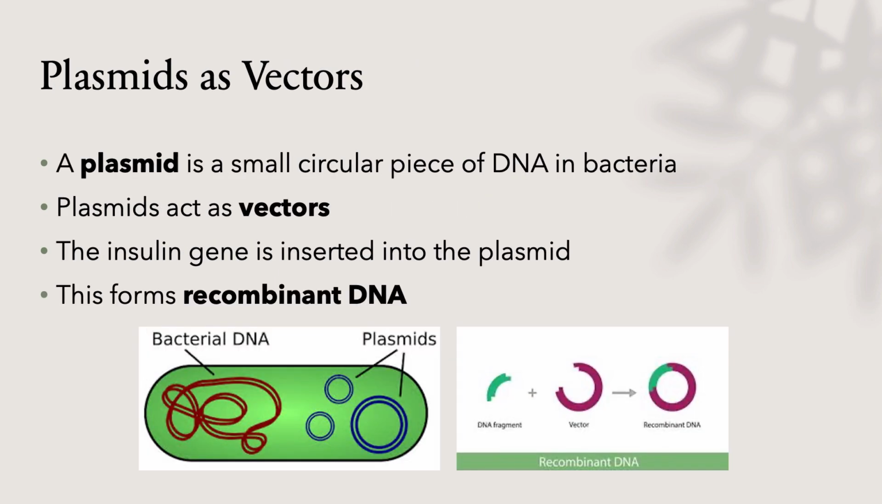A plasmid, which is a small circular piece of DNA found in bacteria, is also removed from a bacterial cell. The insulin gene is then inserted into the plasmid. This plasmid now contains DNA from two different organisms, making it recombinant DNA.